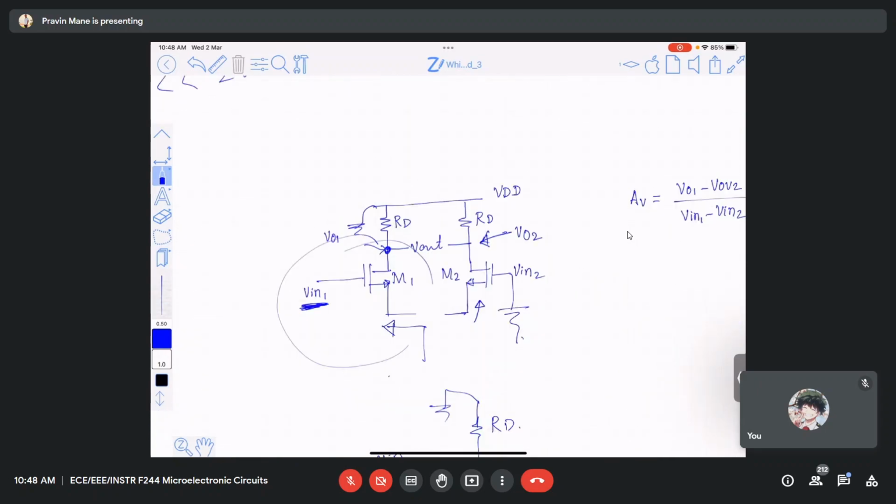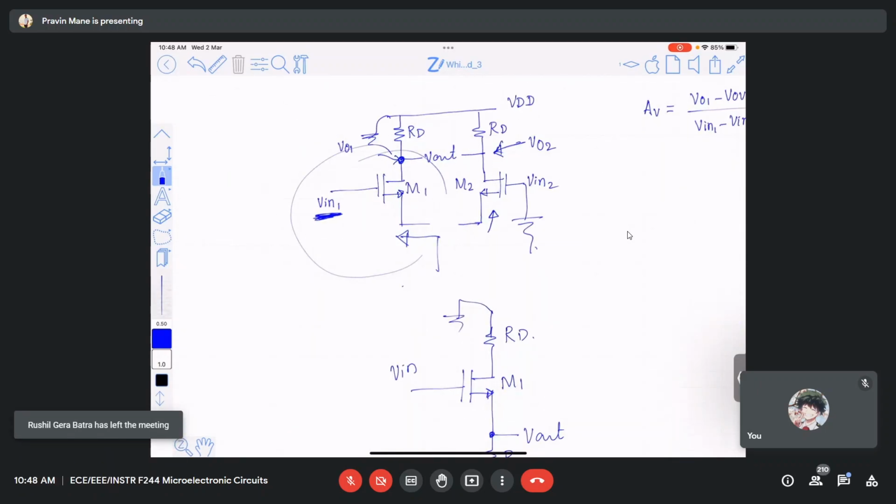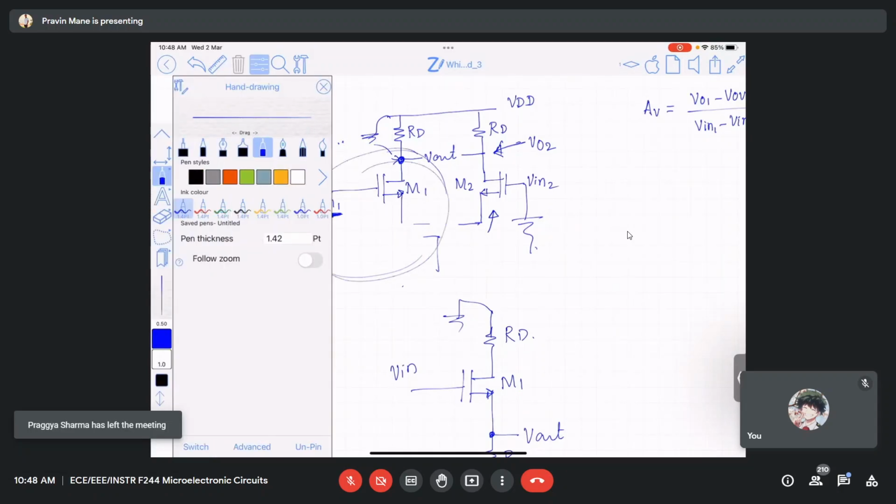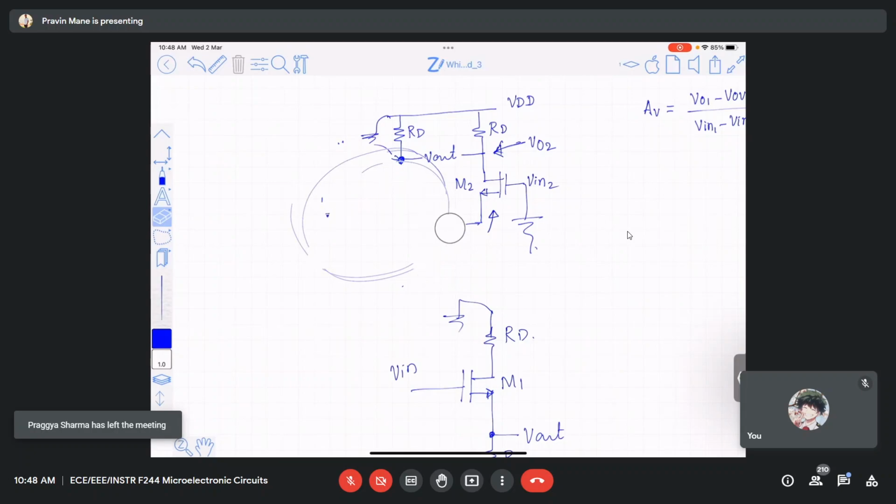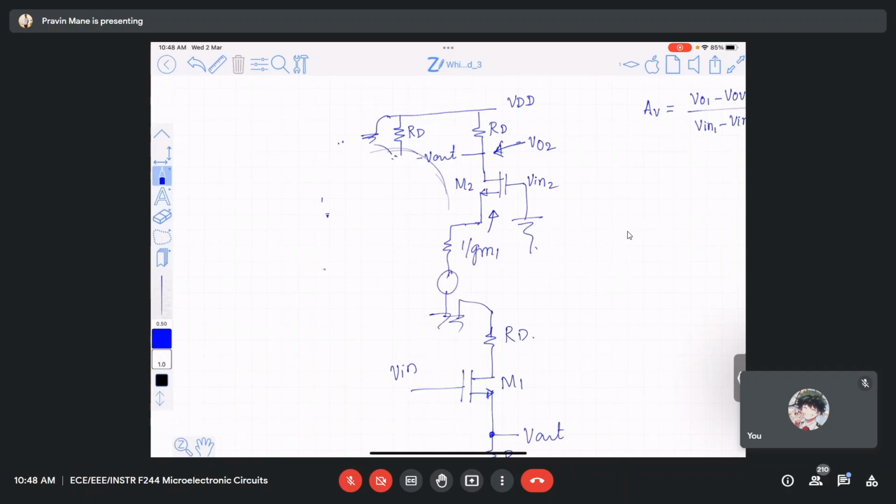Okay, so what should I do now? This complete circuit I should replace by its Thevenin's equivalent. So I will replace this now by its Thevenin's equivalent here: 1 by GM1 and V in. Thevenin's equivalent voltage is V in, resistance is 1 by GM1. Can I find out again now what kind of configuration it is? Can I find out VO2 by V in now?